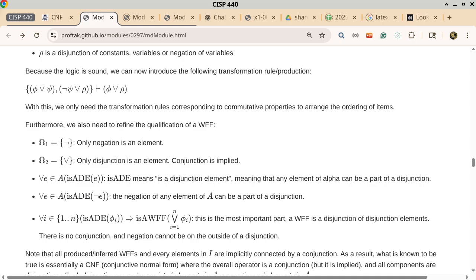The last one is probably the most difficult one. WFF is really just saying a well-formed formula. So now we are defining what is well-formed with a little twist compared to before. Basically, I would end up with a bunch of expressions or a bunch of disjunctions.